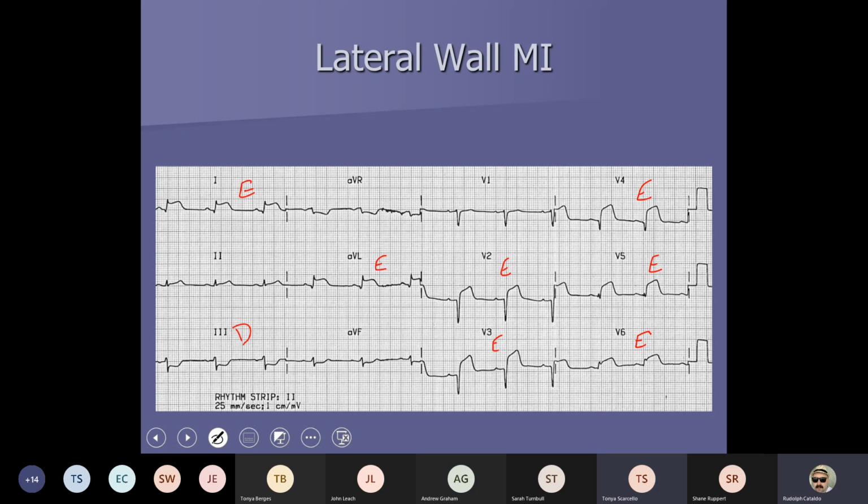Wow, we've got a multitude of stuff going on here. So 1, AVL, V5, V6. Which part of the heart is that again? Lateral side, right? Looking at the left circumflex. Okay, well, I've also got involvement of V2, V3, and V4, potentially, right? Because I see elevation there as well. 2, 3, and AVF are the only leads that look at the right side. So V2, V3, and V4, what do you think those look at as well, along with V5, V6, AVL, and 1?